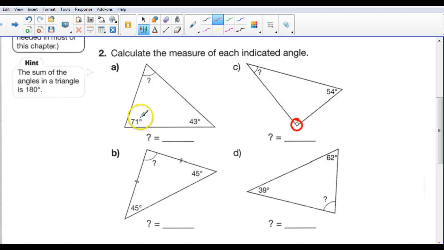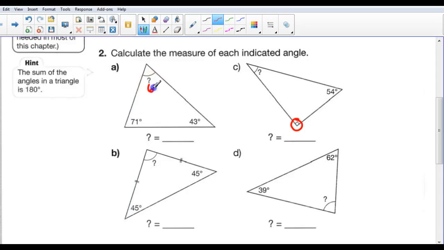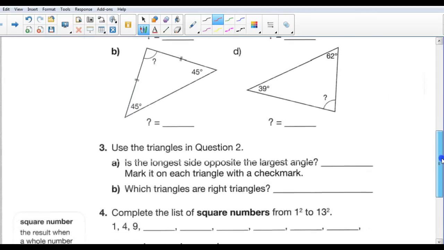So we've got an unknown angle, one with 71, one with 43. So we take our calculator and we just take 180 and we subtract the first angle, which is 71. It equals, and then we want to subtract the other angle, which is 43, and the answer we have left over is 66. So that means that this angle here is 66 degrees. Okay, so you can do the other three.